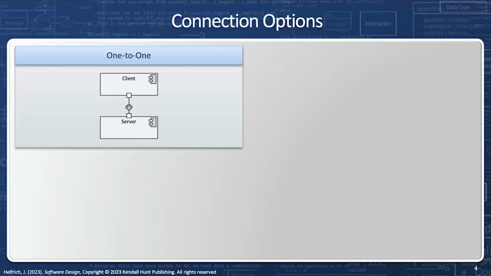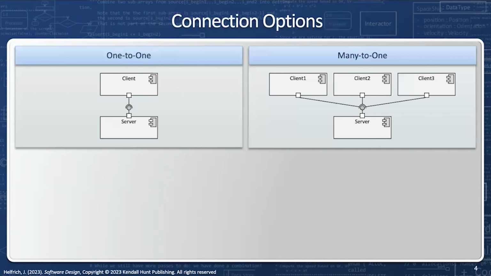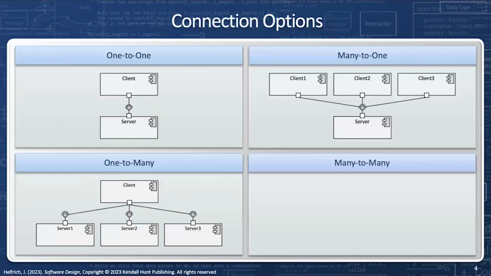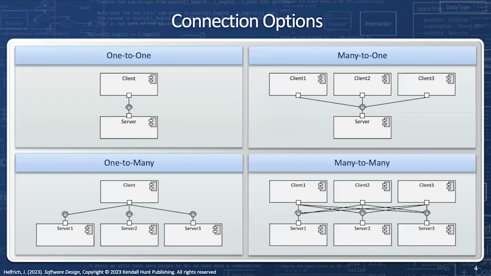In the simplest scenario, there's exactly one client and one server. In the second scenario, there are many different clients and a single server. In the third scenario, there is one client and many different servers. And in the fourth scenario, there is a many-to-many. Let's look at each of these in turn.